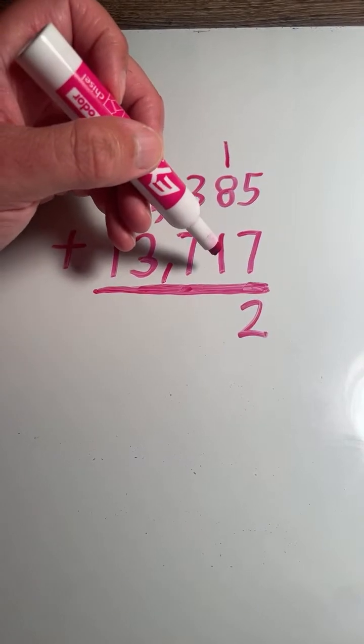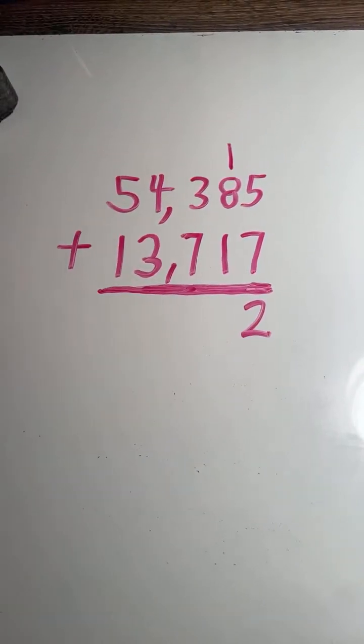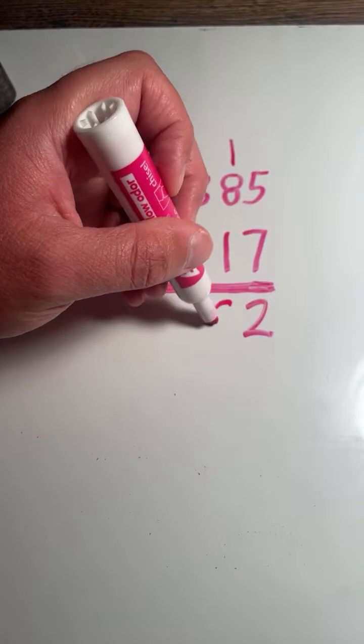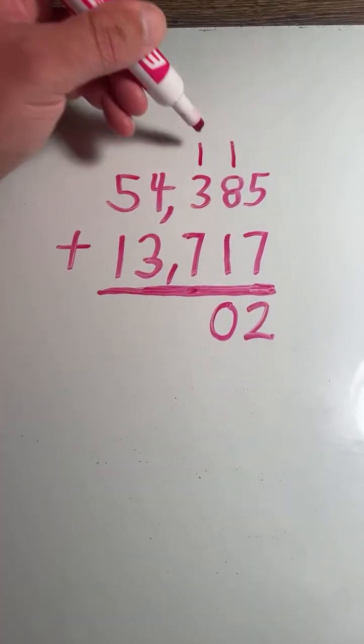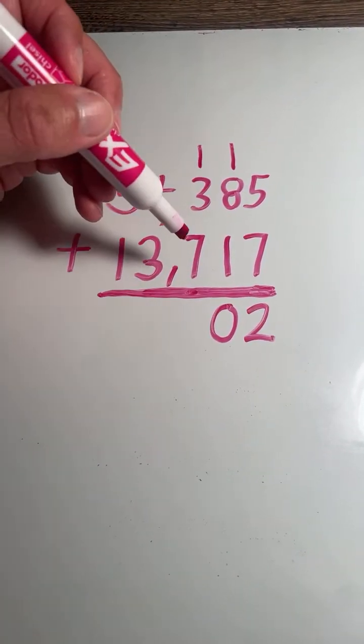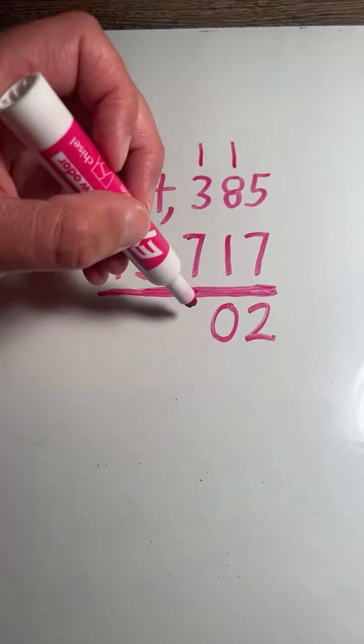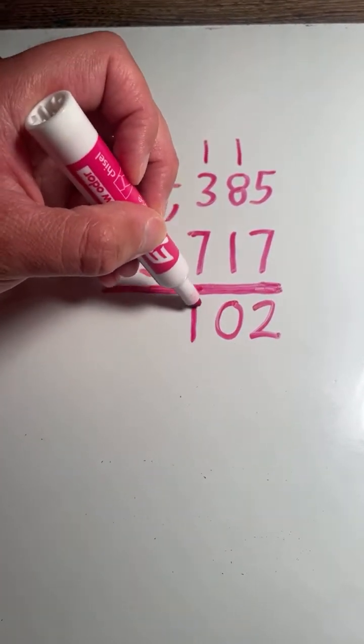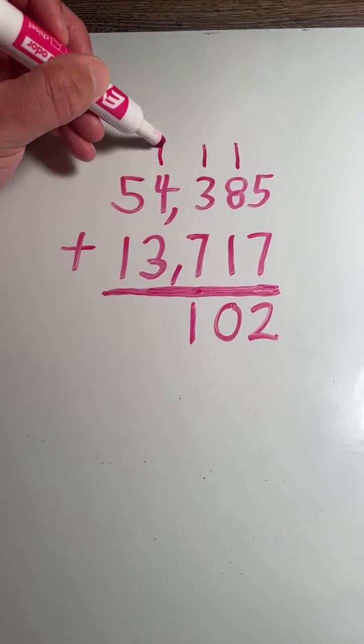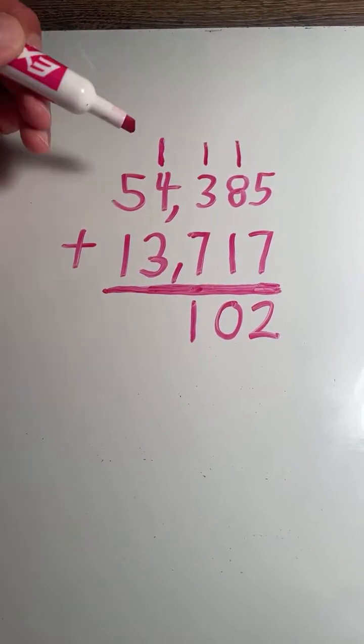8 plus 1 equals 9, plus 1 equals 10. Again, we got to regroup. 0 in 10 in the tens place. The 1 in 10 gets carried over to the hundreds place. 3 plus 7 equals 10, plus 1 equals 11. So the 1 in 11 goes in the hundreds place. The other 1 in 11 gets carried over to the thousands place.